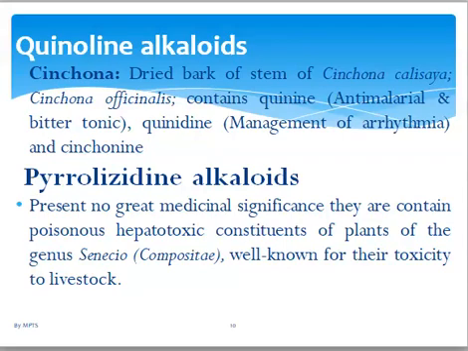Quinoline alkaloids, these are also very important. Cinchona, of course, dried bark of stem of Cinchona calisaya and Cinchona officinalis. It contains quinine, which is of course the best antimalarial. We also have quinidine, used in the management of arrhythmias. The other is pyrrolidine alkaloids, and you can get more information about it because they have not much pharmaceutical use.